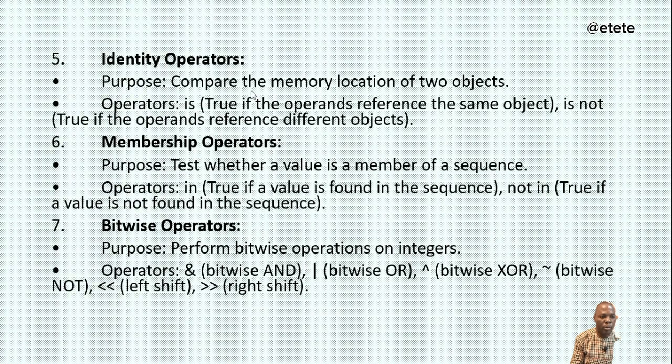Identity operators, the purpose is what? Compare the memory location of two objects. The operators are is and is not, so we are going to use that. The membership operators test whether a value is a member of a sequence. Then the bitwise operators perform bitwise operations on integers, and we have the AND operator and the rest of them. So let's go into our PyCharm and see the demonstration of these operators.